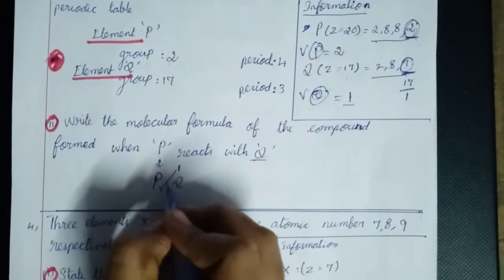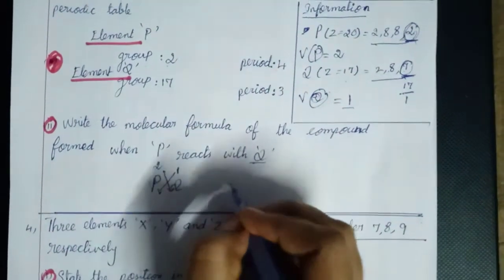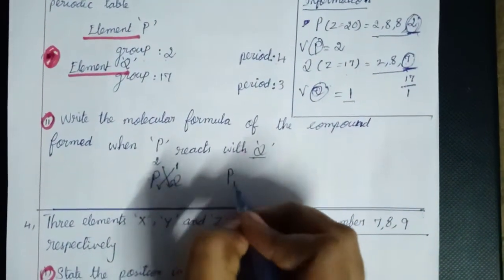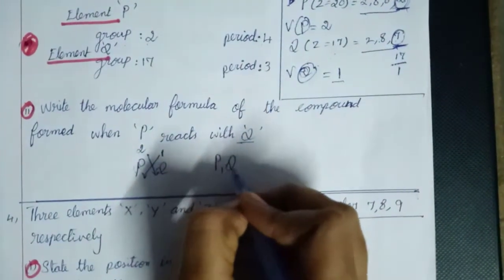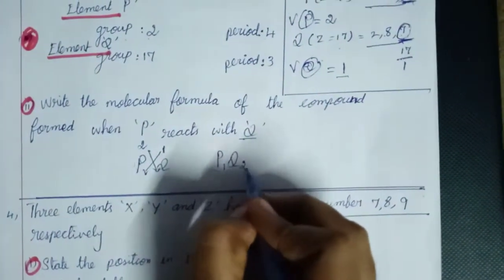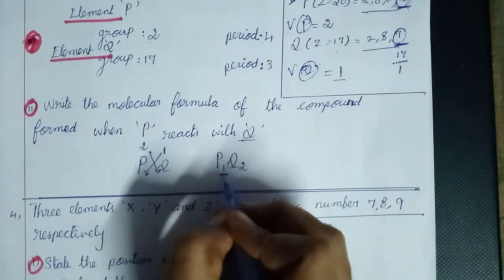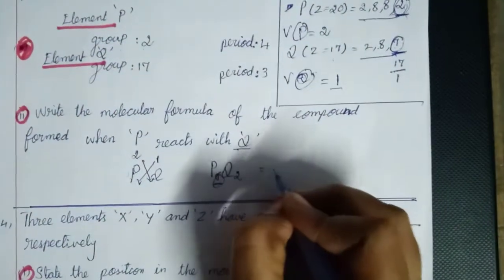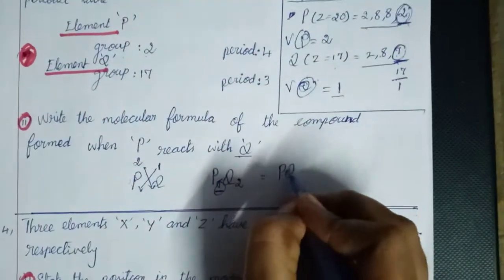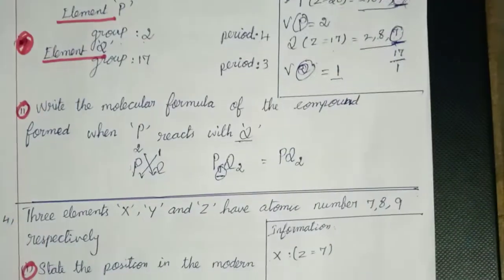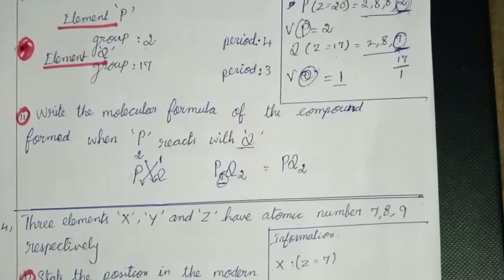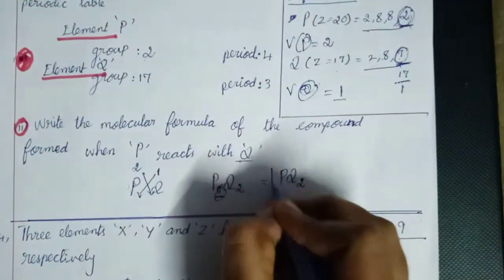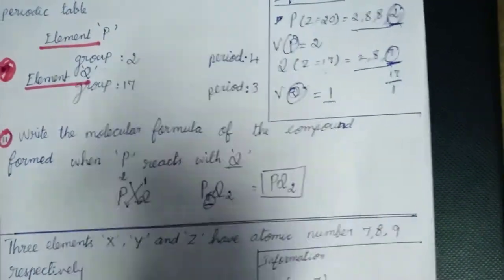Next, cross multiply. So P1 Q2. If it is 1, we need not denote this 1. So what is the formula? PQ2. This is the molecular formula. So when P and Q react together they form PQ2.